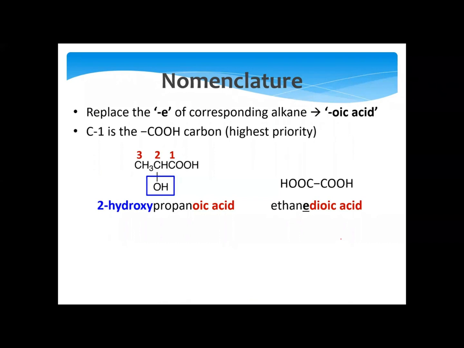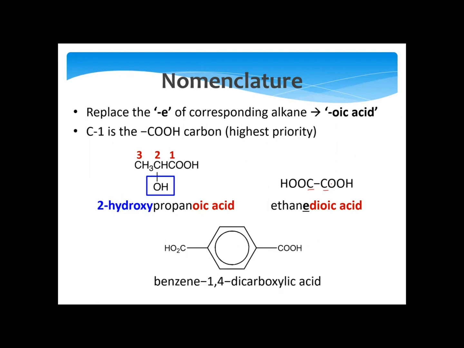And if there are 2 carboxylic acid groups in this case, we call it dioic acid. In this case, with 2 carbons, ethanedioic acid. And the last one is benzene-1,4-dicarboxylic acid. When it comes to a benzene ring, we identify the positions on the benzene ring with the COOH groups. Hence, benzene-1,4-dicarboxylic acid. It's a bit different from the dioic acid, so please take note of that.